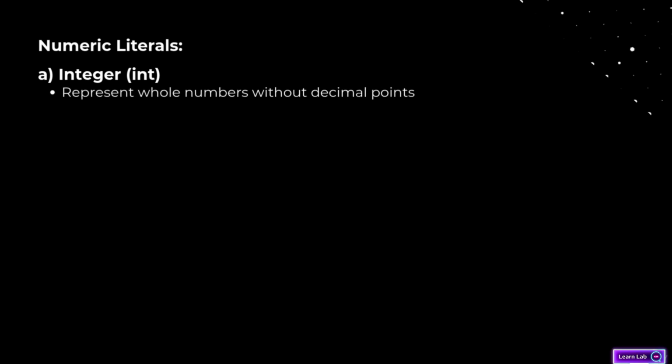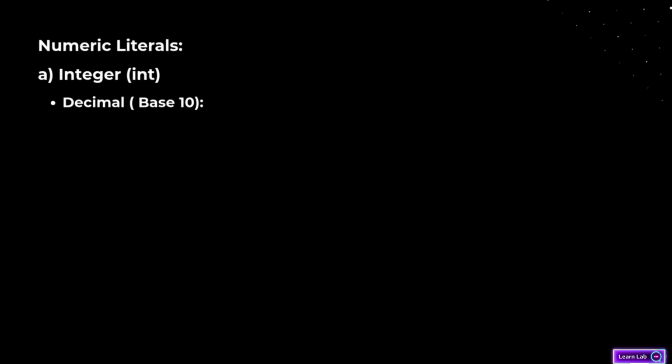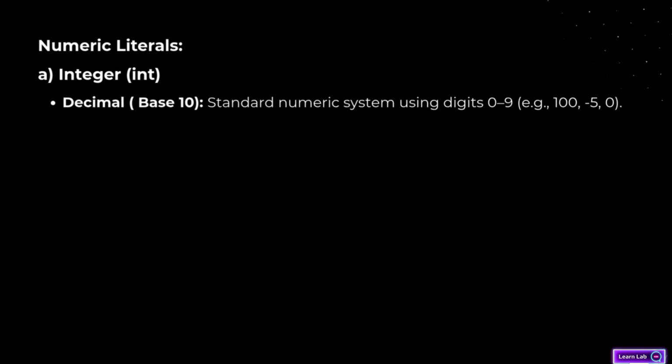The first one is integer. Integer literals represent whole numbers without decimal points. These values can be positive, negative, or 0. Python supports several formats for representing integer literals. Decimal, base 10, is the standard numeric system using digits 0 to 9.